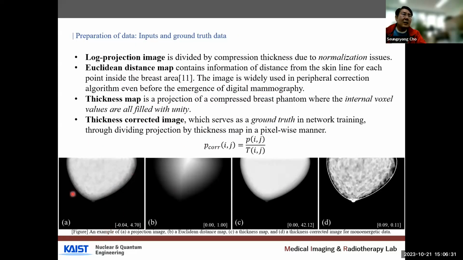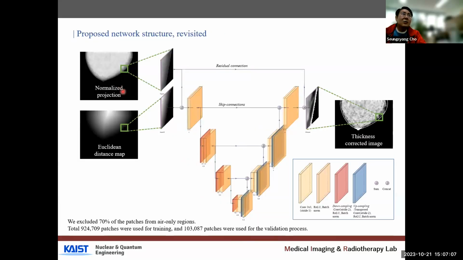And then this is the input projection data we give to the network. And this is the Euclidean distance map that we also provide to the network. Again, from the boundary of the breast, you can calculate the Euclidean distance in this 2D map. And D is the output that you want to have, which is thickness corrected projection data. And C is going to be the thickness map. Okay. So since in a Victor Phantom we do have all the information, you can train the network. And this is the normalized projection, Euclidean. This is the thickness corrected image.